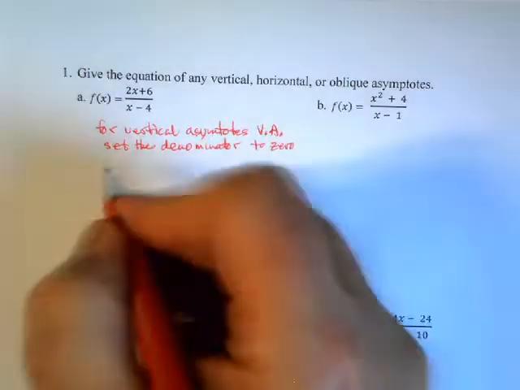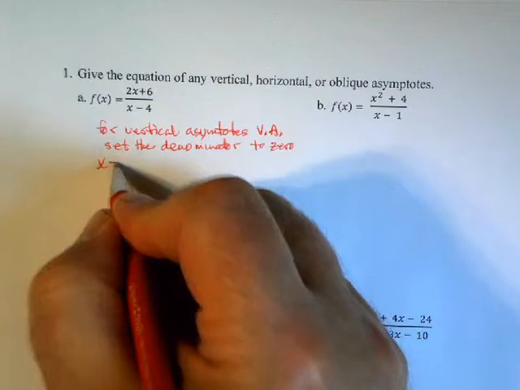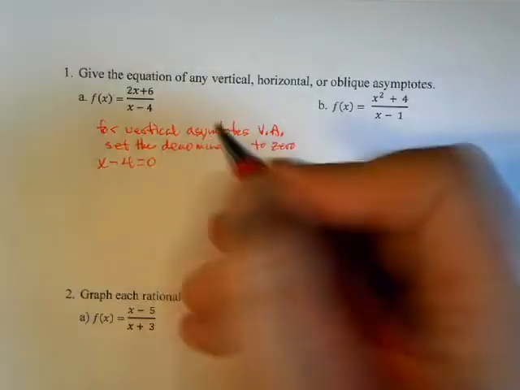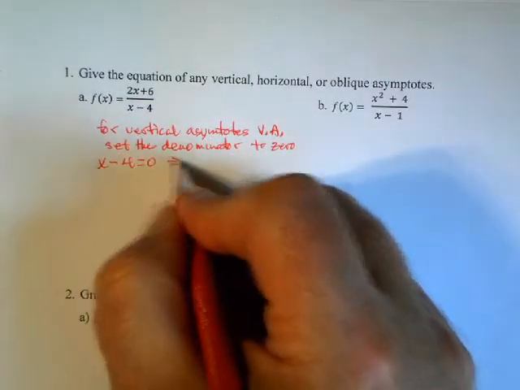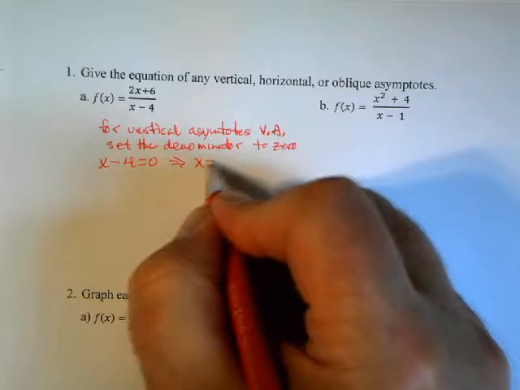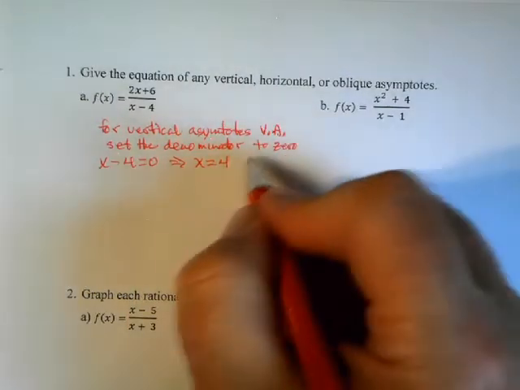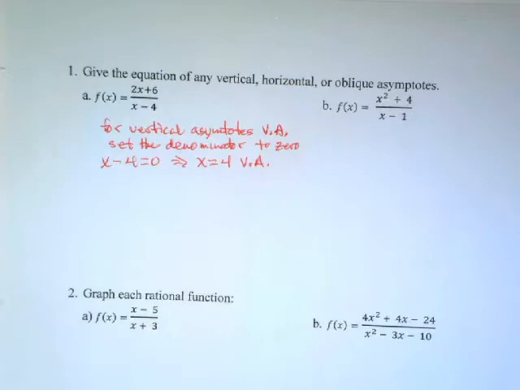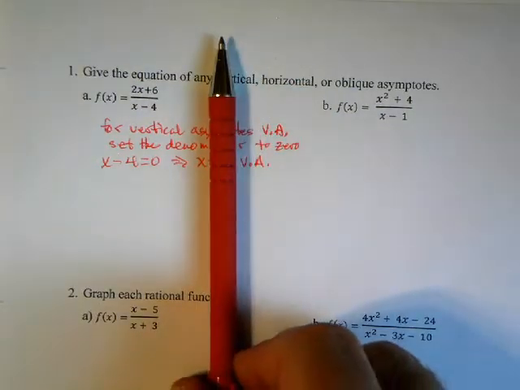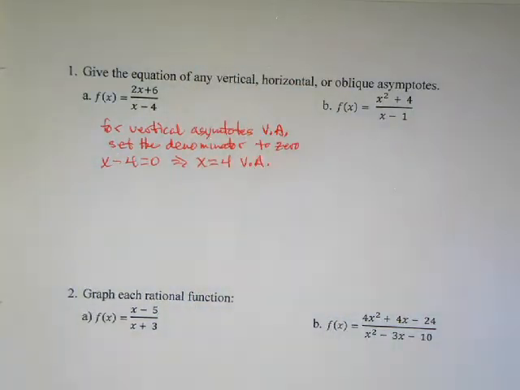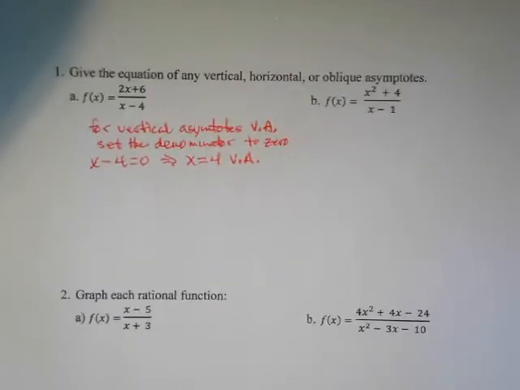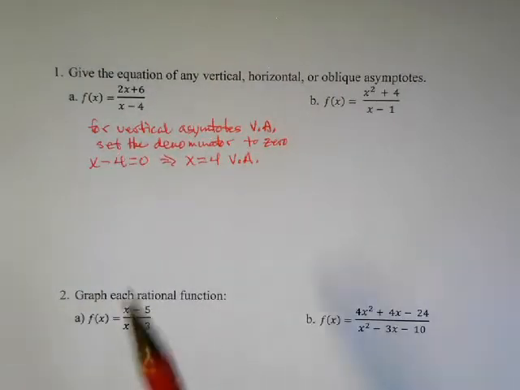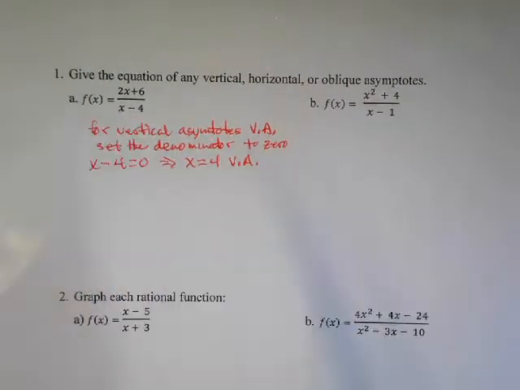So x minus 4 equals 0 gives us x equals 4. That's a vertical asymptote. So that means it'll be a vertical line, the line going up and down at x equals 4, the graph will not cross that particular point. In terms of domain, x cannot equal 4 because that would give us a 0 in the denominator.